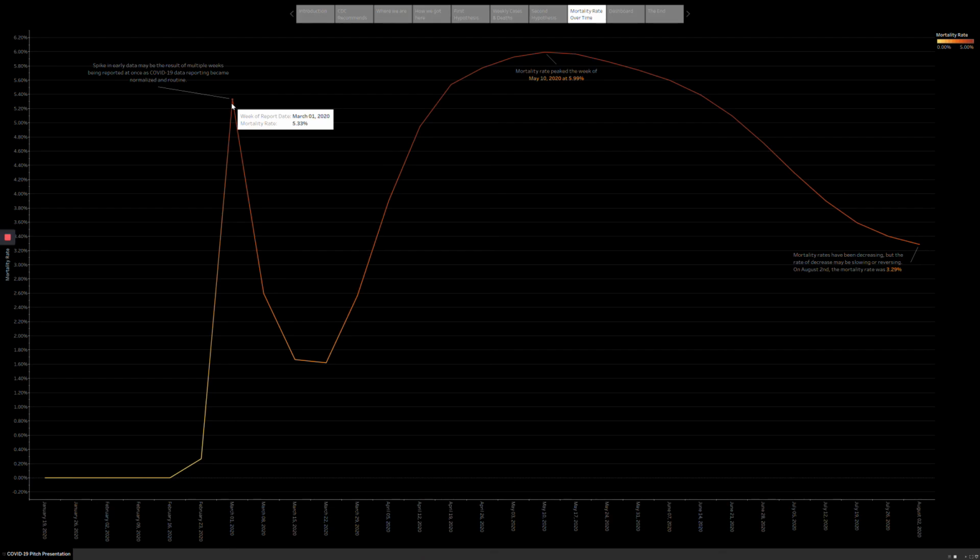Aside from the February anomaly, it's clear that the mortality reached a peak during May, with nearly 6% of cases resulting in a death. This figure has been decreasing over the summer months, and on August 2nd, the mortality rate had declined to 3.29%. Regarding my hypothesis, I would say yes, our doctors are getting better at helping us survive the infection. However, it is important to note that the slope of the line has been leveling off, perhaps approaching a lower limit for the mortality rate, or even increasing again.